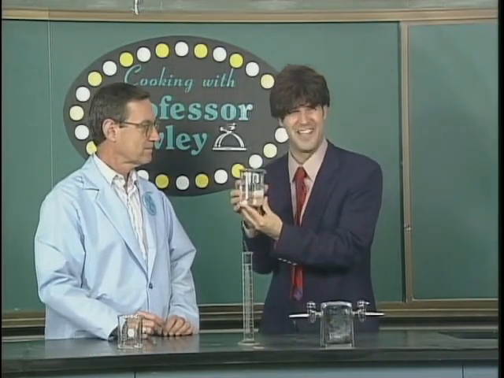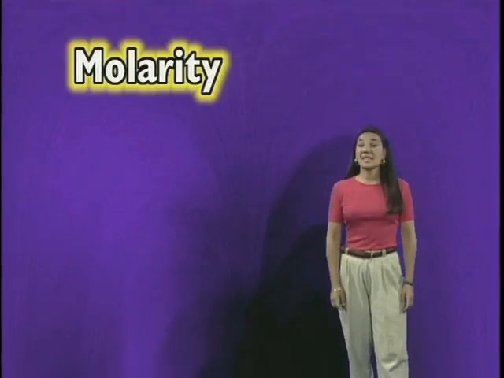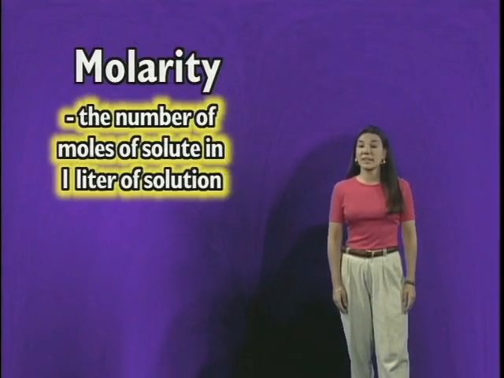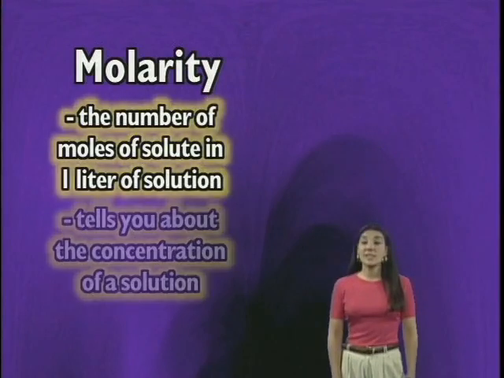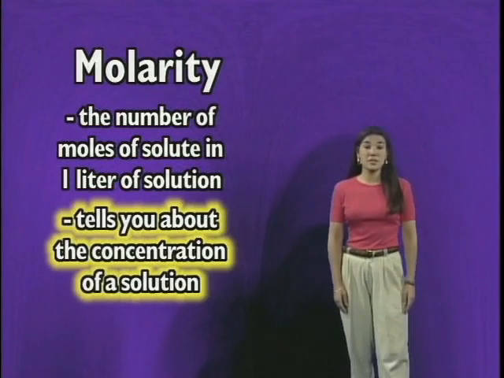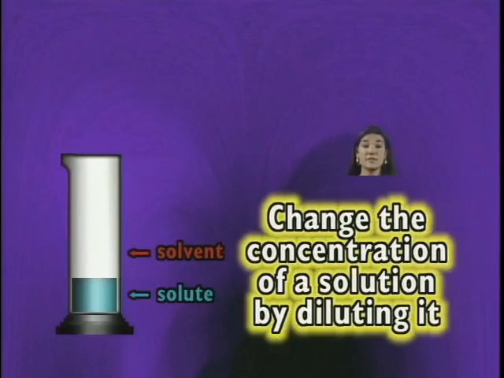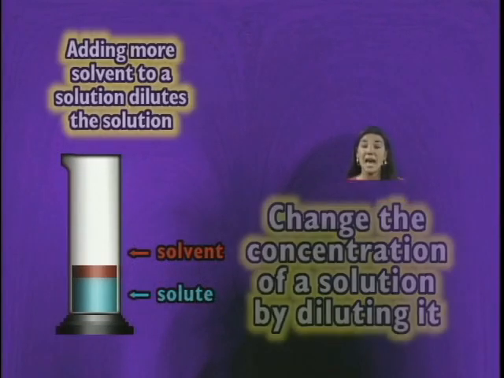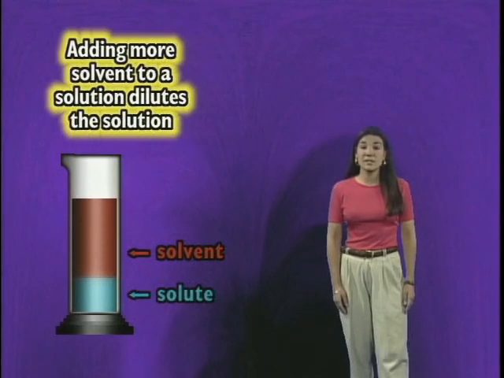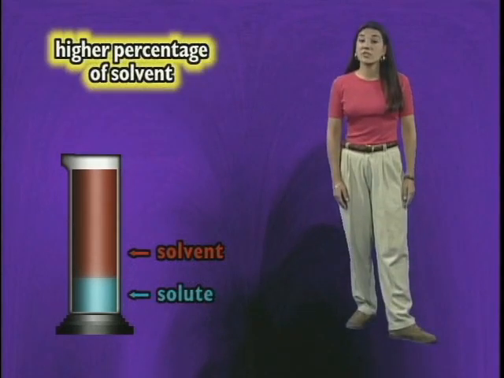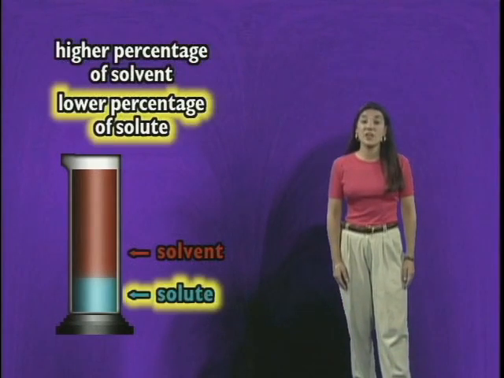So molarity is the number of moles of solute in 1 liter of solution. Molarity tells you about the concentration of a solution. You can change the concentration of a solution by diluting it. Adding more solvent to a solution dilutes the solution because you have a higher percentage of solvent and a lower percentage of solute.